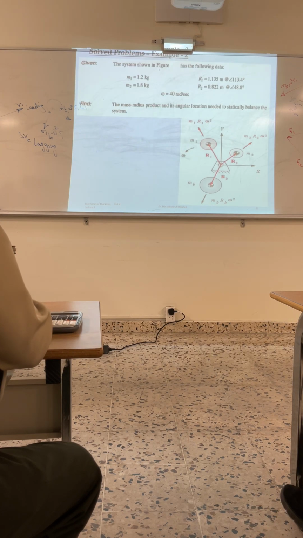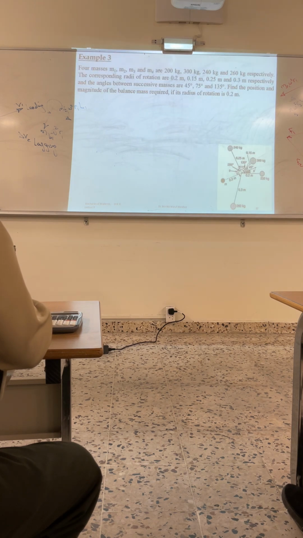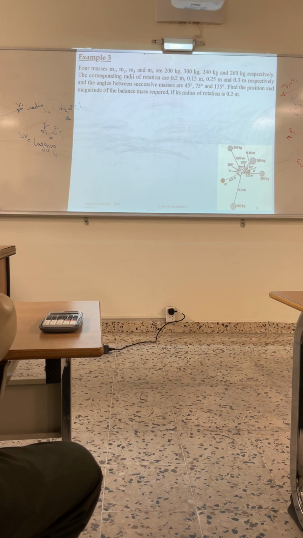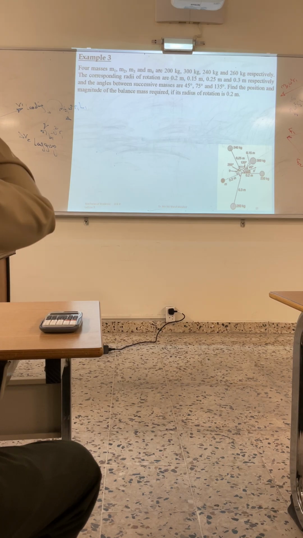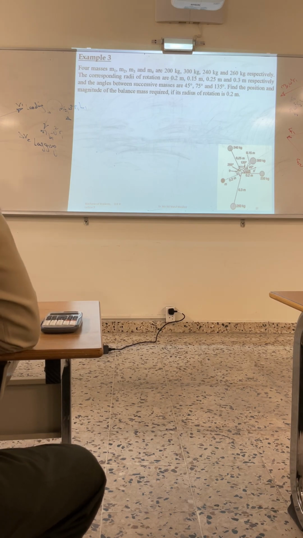I think we solved this one last time, right? Yes. Okay, so this is a static case, and then let's go for the next one. Is it dynamic? For masses M1, M2, M3, respectively, the corresponding radii are R1, R2, R3, respectively, and the angles between successive masses are given. Find the position and the magnitude of the balancing mass required if the radius is given. What do you think, guys, about this problem? This is static. Exactly, static. How did I know it's static or not? Allocation.